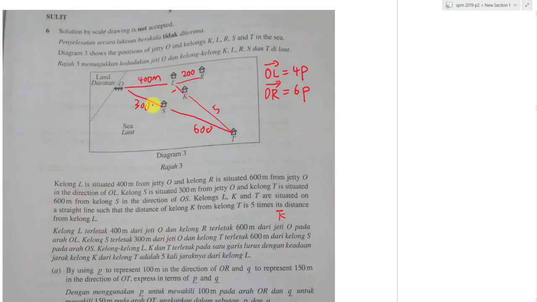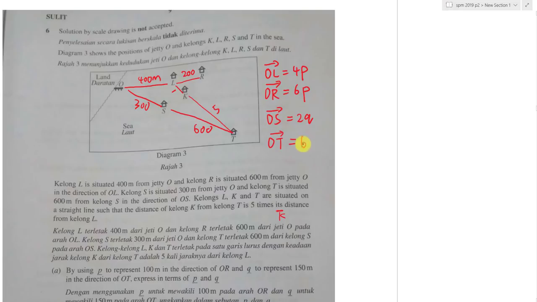Then I can have OS, because Q represents 150 meters. If you're not sure how many Q you have for OS, you just divide by 150. You should be able to get 2q here. Then I will go to OT. O to T is 900. If you divide 900 by 150, you should be able to get 6q.